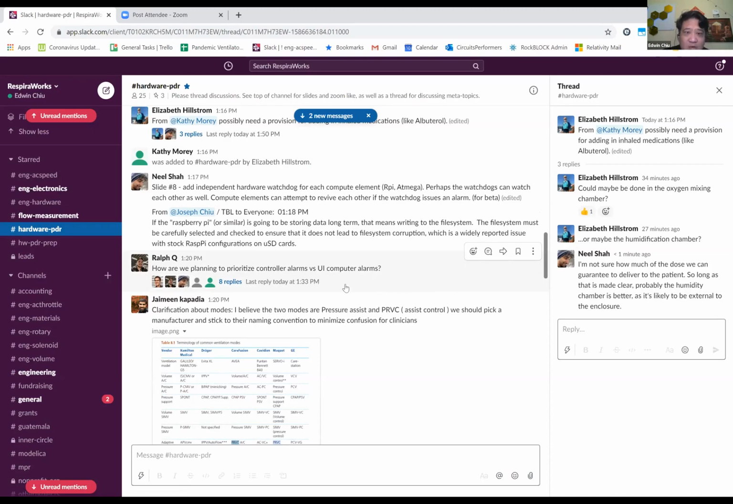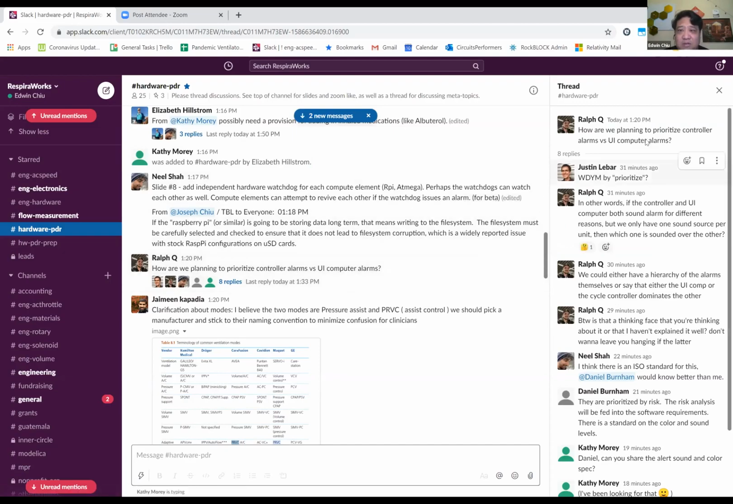Ralph asks, how are we planning to prioritize controller alarms versus UI computer alarms? And the answer is both of them have to essentially be autonomous because we can't assume that the other one is working. So if one of them fails, you raise an alarm. The concept right now is that the controller alarm can be much less specific. It can make us turn on a light, but it can't actually tell you what's wrong. So we want it to raise an alarm to the UI computer, which should respond with an ACK. If it doesn't respond with an ACK, the controller will sound its own low-level alarm. But if the UI computer does ACK, then it will sound a more specific alarm and display something on the screen describing what the failure mode is.